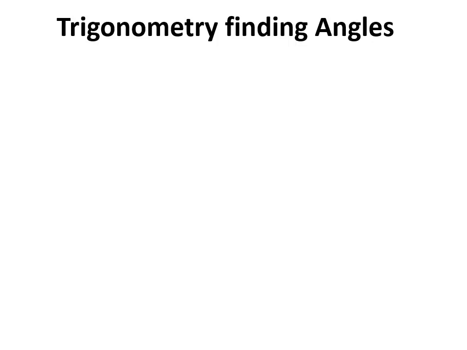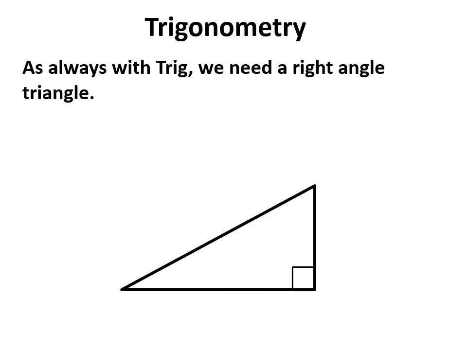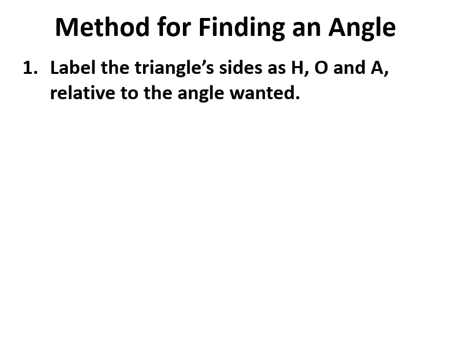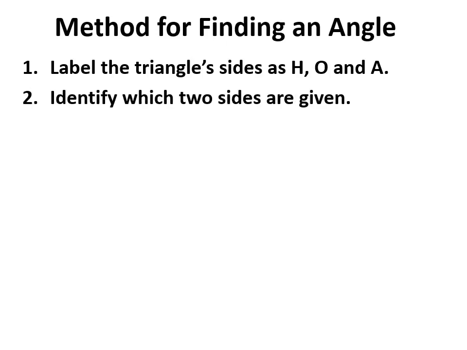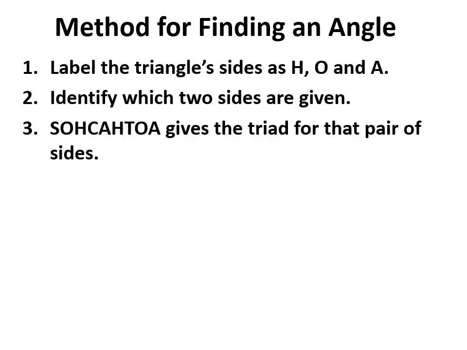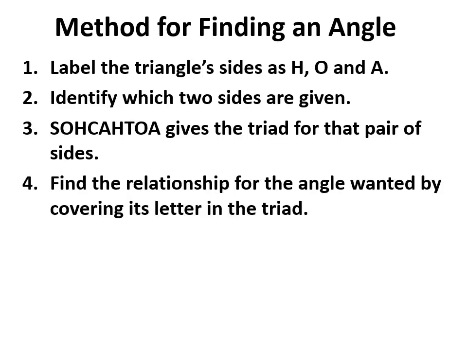This is finding angles using trigonometry, and as always with trig, we need a right angle triangle to start with. So the process is very similar to finding a side. First step is to label hypotenuse, opposite and adjacent relative to the angle we're asked to find. Then we identify which of H, O and A are the two sides we're given, and we use our SOHCAHTOA triads to determine whether it's sin, cos or tan.